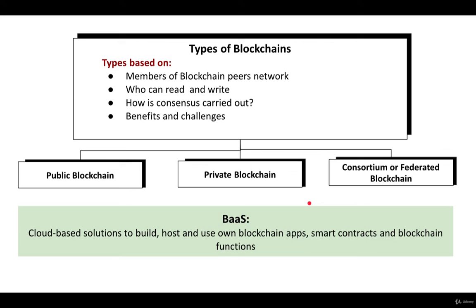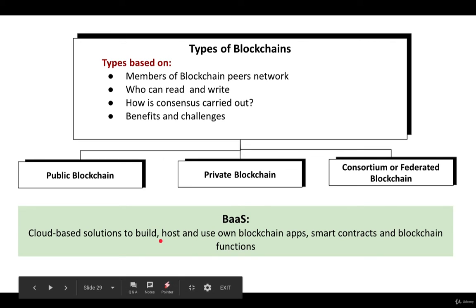There were technical complexities, and there were operational overheads involved in creating, configuring, and operating the blockchain, and even maintaining it later. So mass adoption was a little deterred, and hence blockchain as a service was proposed, which is basically a cloud-based solution to build, host, and use your own blockchain applications, smart contracts, and other functions to implement a blockchain.